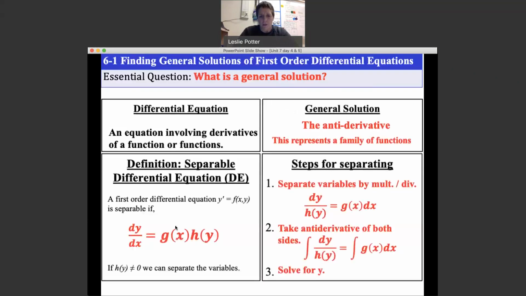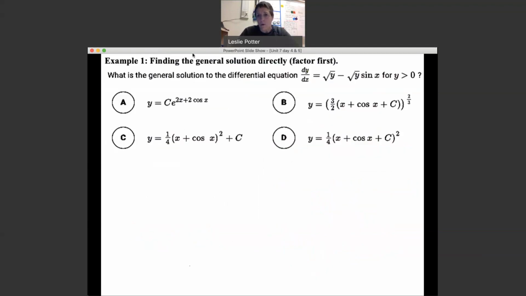Going back to this definition here, our differential equations are separable if we have a product, and that product is going to be an x factor times a y factor. If you notice in this example, we don't have a product, but we can get a product if we factor out the square root of y. So that's what we're going to do. We're going to factor out the square root of y from each one of these terms, and then we can write this as root y times 1 minus sine x. Now I have a product.